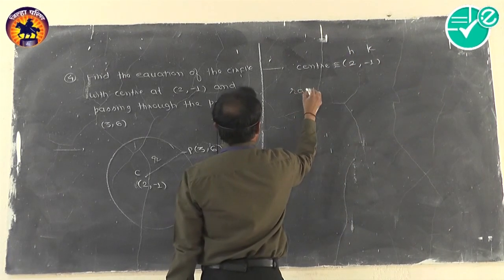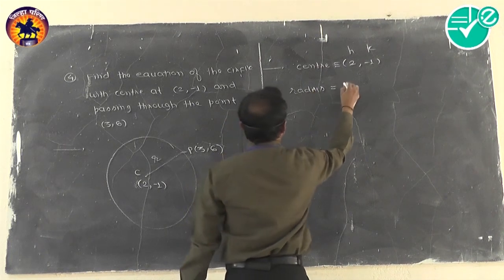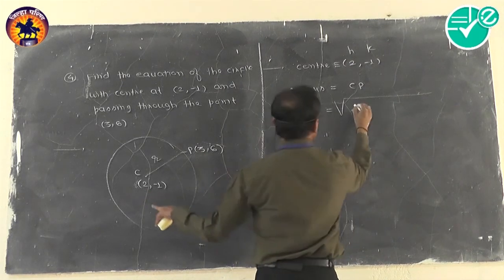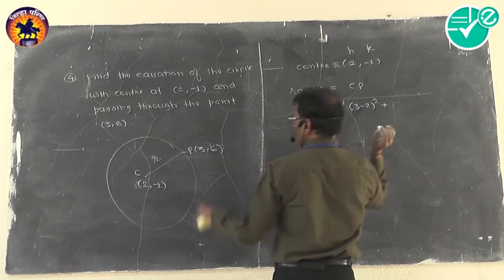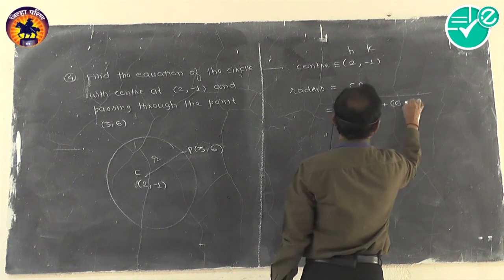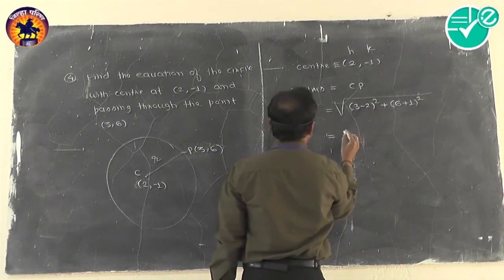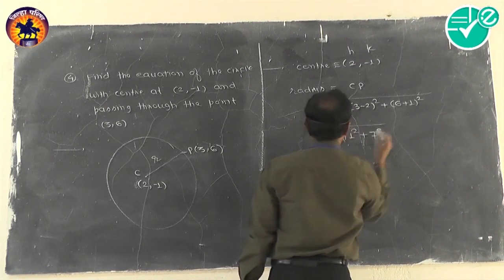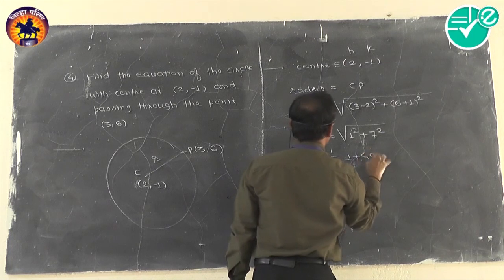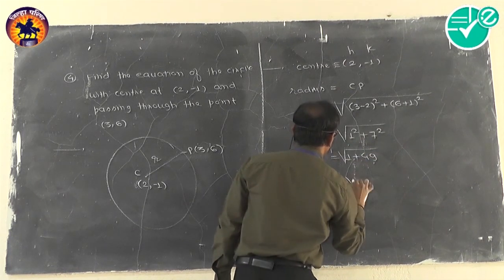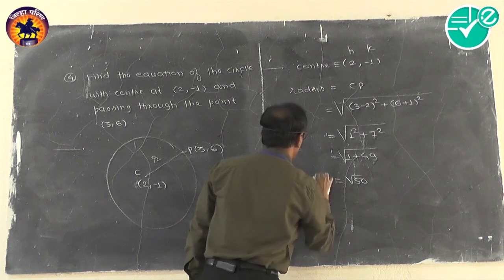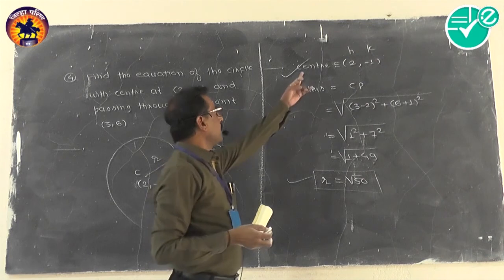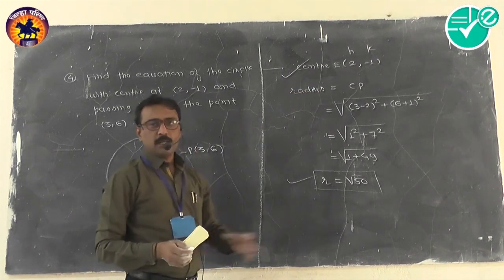What is the radius? Radius means which distance? CP, and CP is the square root of (3 minus 2) whole square plus (6 plus 1) whole square. It is equal to 1 square plus 7 square. 1 square means 1, 7 square means 49, and it becomes root 50. It is the value of what? Radius. I will make 2 tick marks: this tick mark means center of the circle, and this tick mark means radius of the circle.